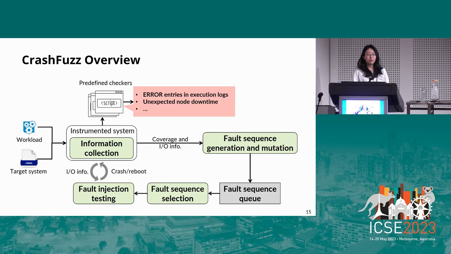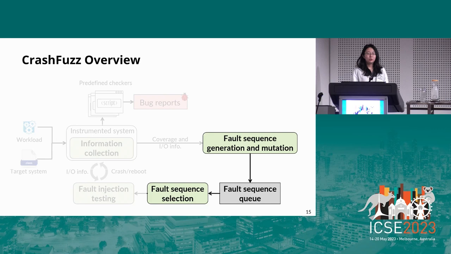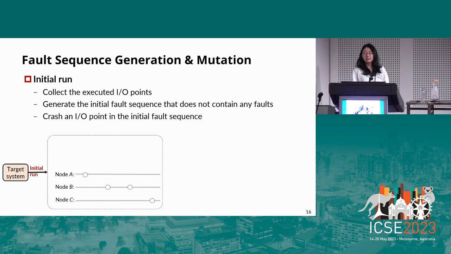In this presentation, I will only focus on the fault sequence generation, mutation, and selection parts, which are the main contributions of our work. After the initial run of the target system, we can obtain all the executed I/O points and generate an initial fault sequence that does not contain any faults. As shown in the figure, we get an initial fault sequence which contains four I/O points from three nodes.